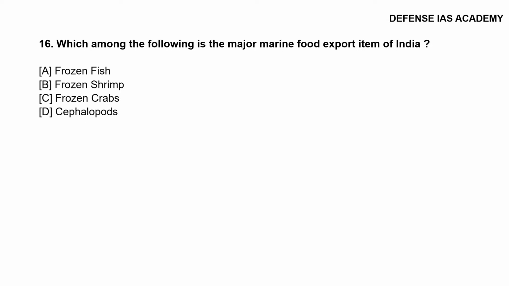Question number 16. Which among the following is the major marine food export item of India? The correct answer is frozen shrimp. Option B, frozen shrimp. That's the marine food export item of India.